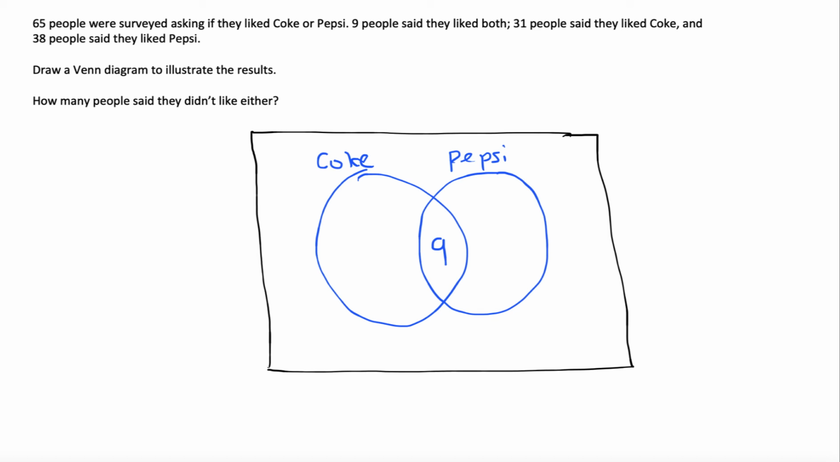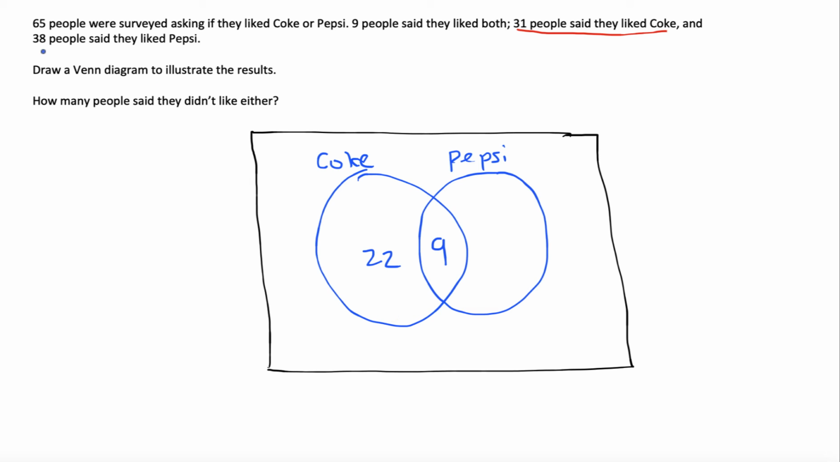And here's where it gets a little bit tricky. 31 people said that they like Coke, but remember, this 31 represents everybody within the circle. You don't want to put a 31 here. That would be incorrect. So what do we want to do then? Remember, the whole circle for Coke should represent all 31 people. So 31 minus 9 is 22. So these 22 like Coke, but not Pepsi. And notice that these 9 people like Coke, they also like Pepsi as well. But wouldn't you agree that there's 31 people total who said, I like Coke.